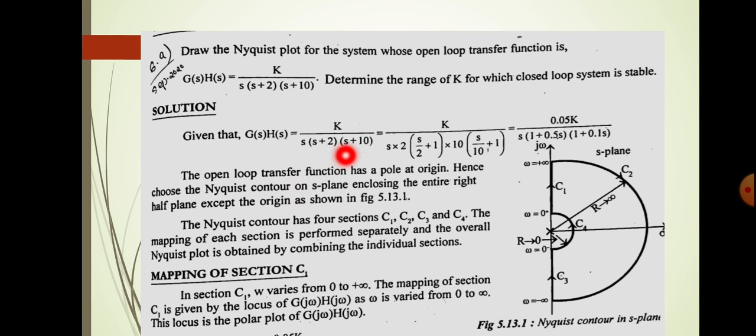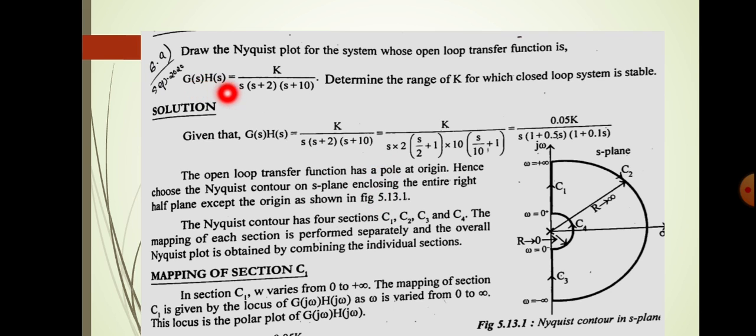So first of all, when we are plotting this in the s plane, we have to take a Nyquist contour corresponding to this equation. Usually the Nyquist contour, as we discussed in the previous video, is in the form of a semicircle. So we can take a semicircle which encloses all the right half poles and the origin of the closed loop transfer function.